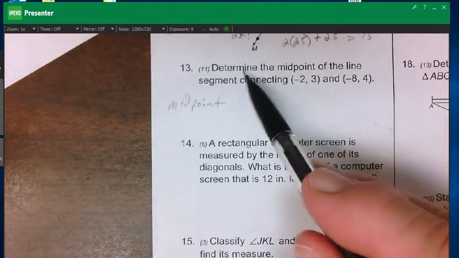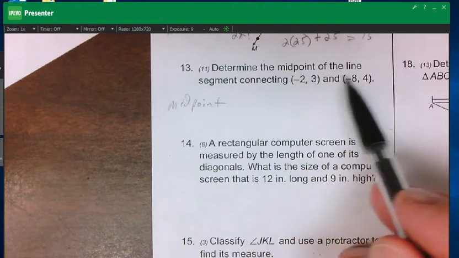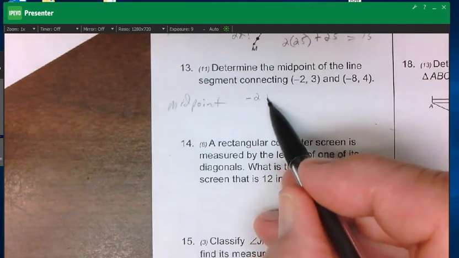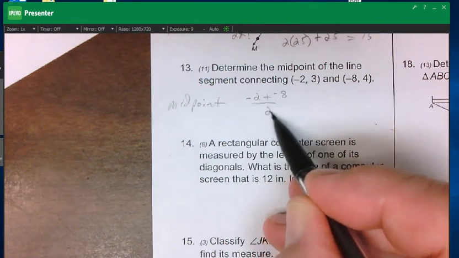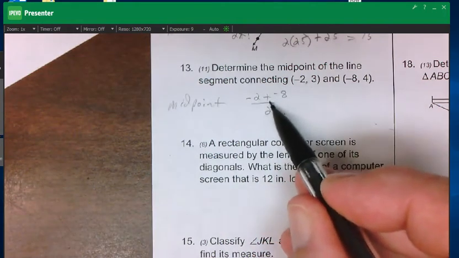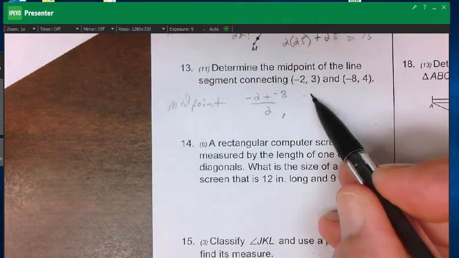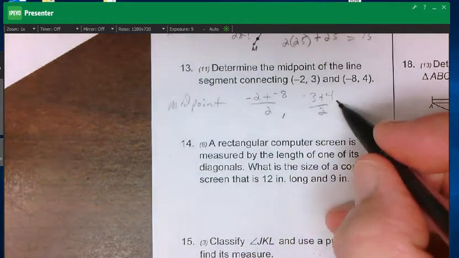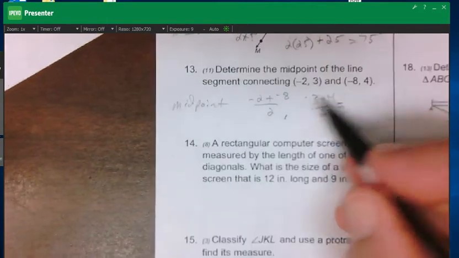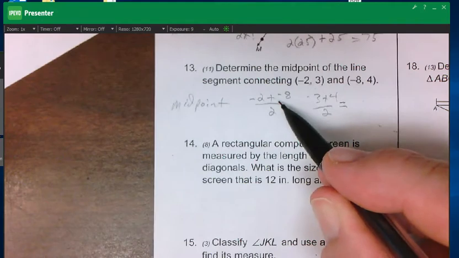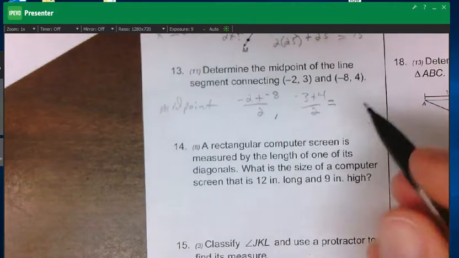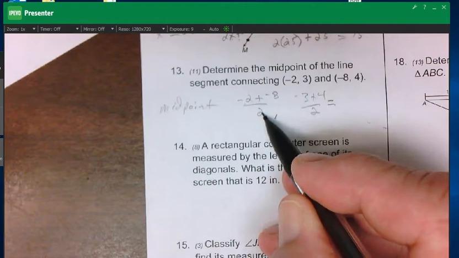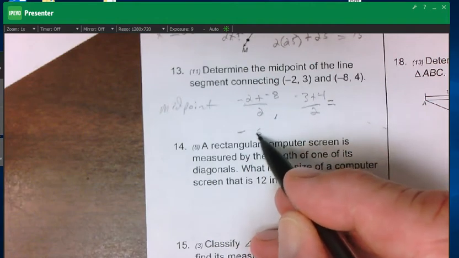This is a midpoint problem. Determine the midpoint of the segment that contains these 2 points. We're going to do the average of the x's, -2 plus -8 over 2. That represents your midpoint x, and then the average of your y's, 3 plus 4 over 2. We'll carry these over here. -2 and -8 is going to be -10 divided by 2.